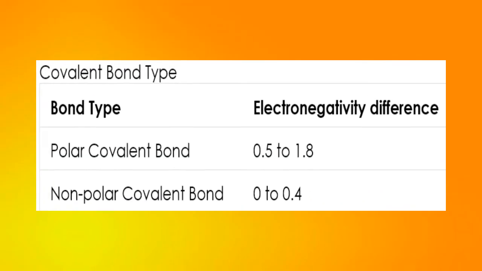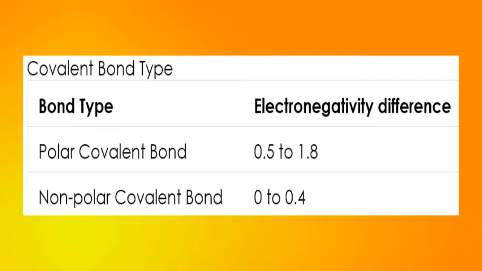There are 2 types of covalent bond. These are polar covalent bond and nonpolar covalent bond. Polar covalent bond happens if the electronegativity difference between the 2 atoms is between 0.5 and 1.8. Nonpolar covalent bond happens if the electronegativity difference between 2 atoms is less than 0.5.